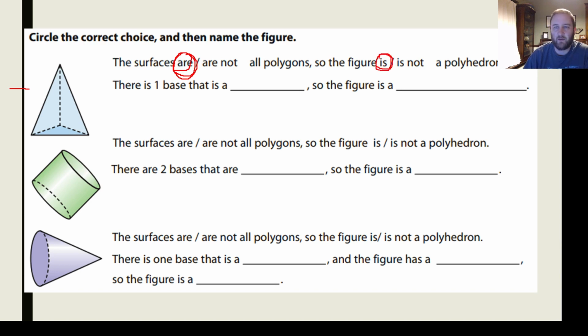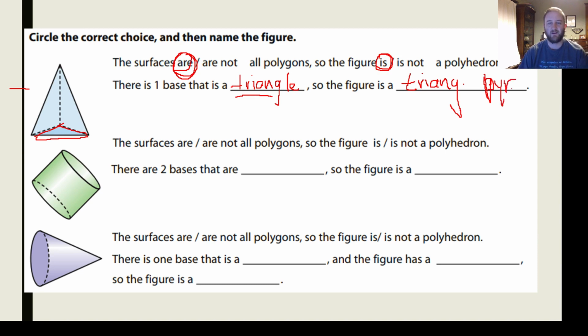On Wednesday we talked about how a polyhedron is something that has all sides that are polygons. Okay. And here it says there's one base that is a blank. What's our base? Our base here is a triangle. So this figure is a triangular pyramid. Wow, it's difficult to write with the mouse. Okay, I'm going to abbreviate triangular pyramid. Don't be mad because I butchered that P there.